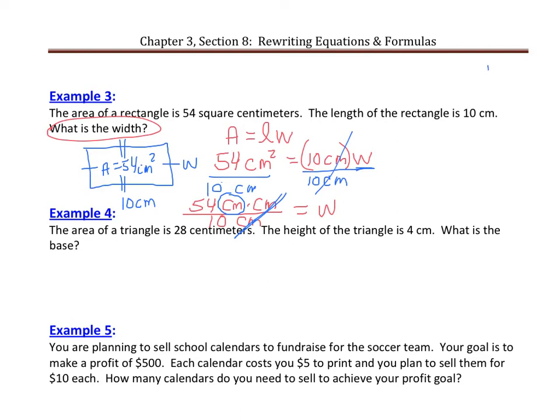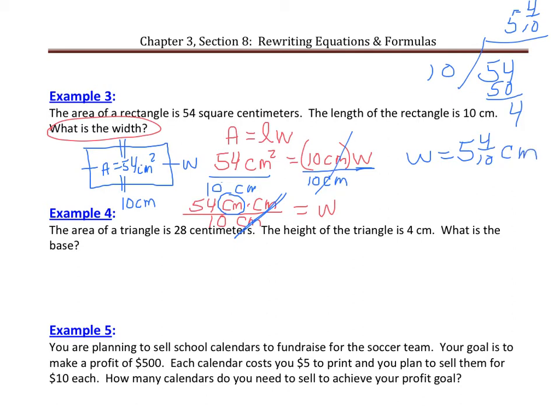Now 54 divided by 10, I'm going to do that up here. 10 goes into 54 5 times. That's going to be 50, and I have a remainder of 4. So I have 5 and 4 tenths. So the width equals 5 and 4 tenths centimeters, or you can write that as a decimal, 5.4, with the 4 being in the tenths position, place value.